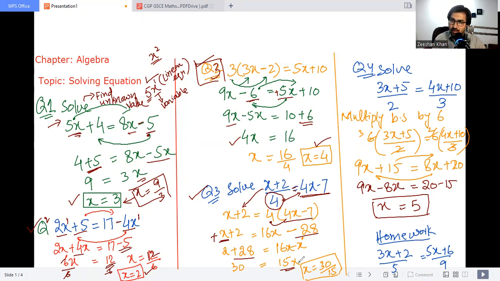Now we want to find out x, so we will divide both sides by 15. So 30 by 15 is 2. So 2 is the answer.